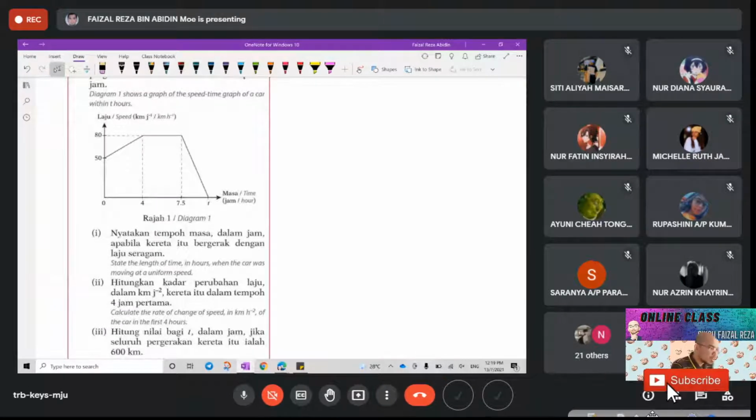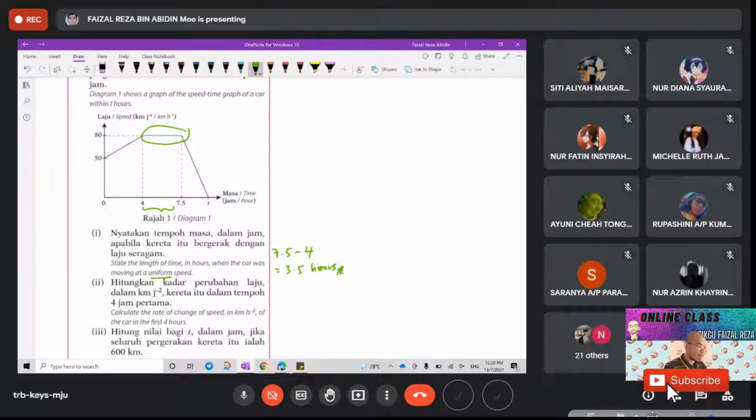Okay, so state the length of time in hours when the car was moving at uniform speed. The length of time. This one is uniform speed, isn't it? So you are going to subtract 7.5 minus 4, you are going to get 3.5 hours. Okay, because it says about uniform speed.